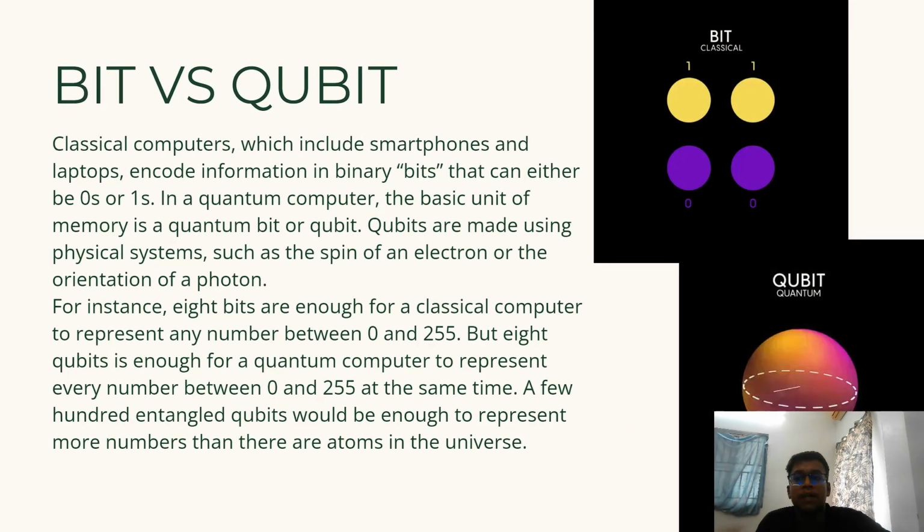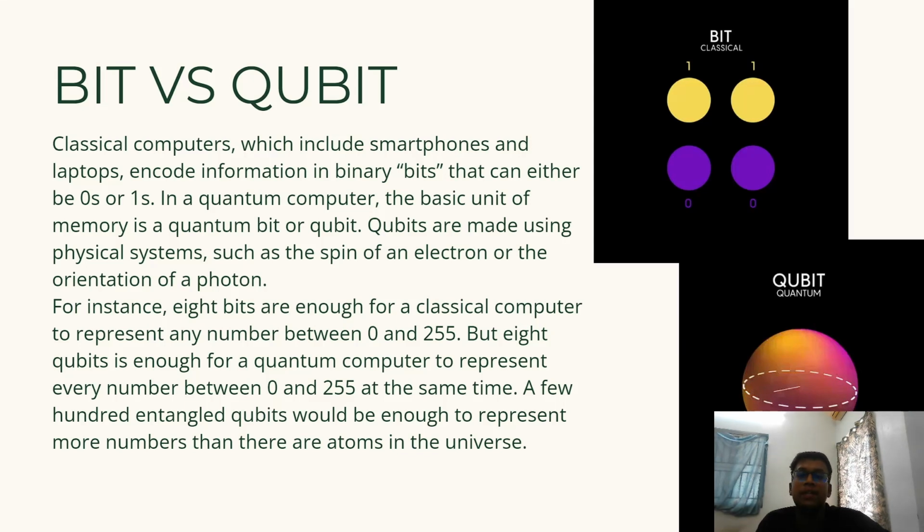Now, a difference between bit and qubit. A bit is nothing but a representation of data in the form of either 0 or 1, whereas qubit, also called as quantum bit, is the representation of data in the form of a spin of an electron or an orientation of a photon. In simple words, the physical phenomenon of a particle. Classical computers, which include smartphones and laptops, encode information in binary bits that can either be zeros or ones. In quantum computer, the basic unit of memory is a quantum bit or a qubit. Qubits are made using physical systems such as the spin of an electron or the orientation of a photon.